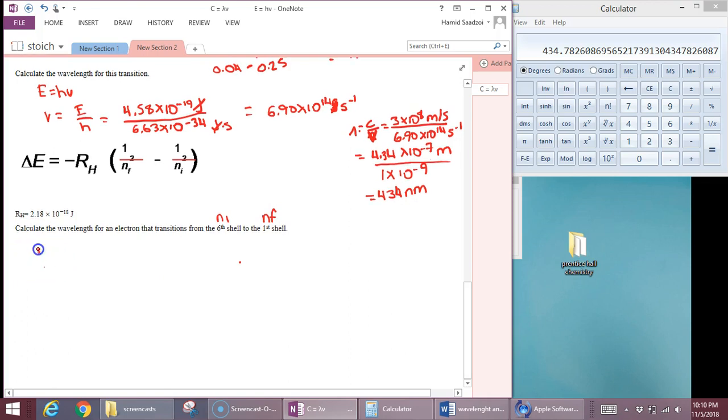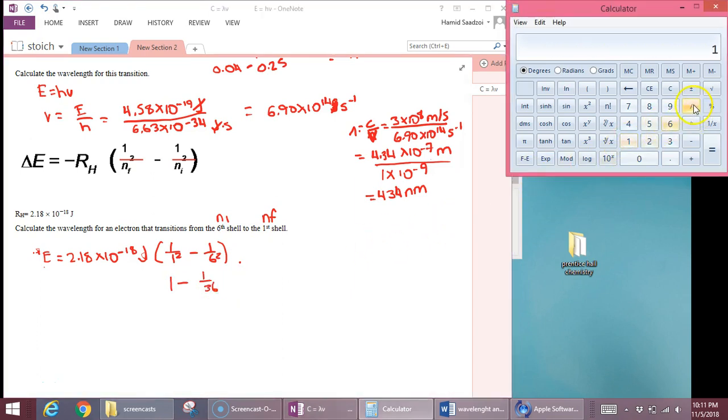So your change in E, you would expect to be 2.18 times 10 to negative 18 joules. So Nf, remember, is your first shell, so 1 over 1 squared, minus Ni, which is 1 over 6 squared. Let's just do the math real quick. 1 over 1 squared is 1, so this just becomes 1 overall. And this becomes 1 over 36.